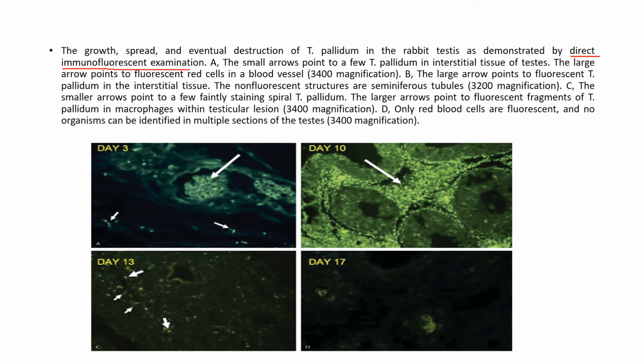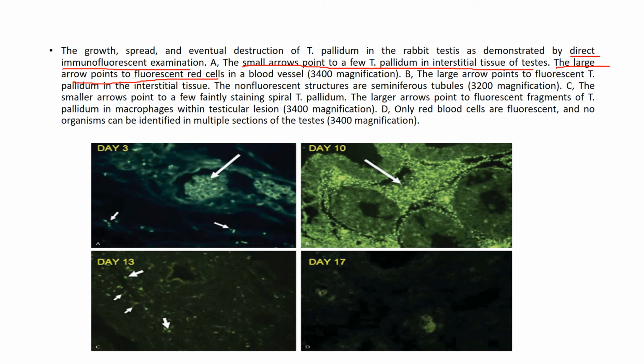In the first image, the small arrow points to few Treponema pallidum in interstitial tissue of the testis. The large arrow points to the fluorescent red cells in the blood vessels. These are the fluorescent red cells in the blood vessels. In B, the large arrow points to the fluorescent Treponema pallidum in the interstitial tissue. The non-fluorescent structures are seminiferous tubules.